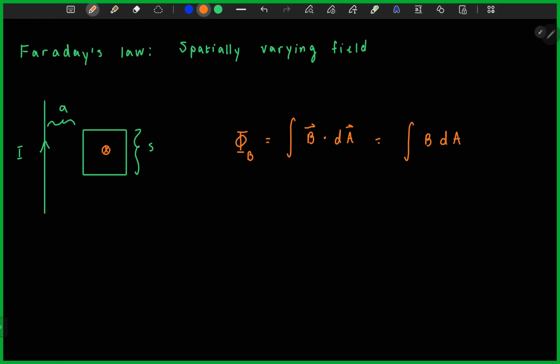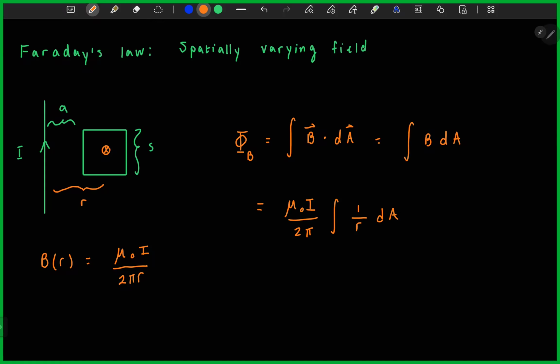And this time, unfortunately, b does seem to be a function of radius or distance from the wire. Recall from Ampere's law that b of a current carrying wire is equal to mu naught I over 2 pi r. And so let's go ahead and put that into our integral. We can obviously pull out mu naught I over 2 pi as constants, and we're left with integral of 1 over r dA.